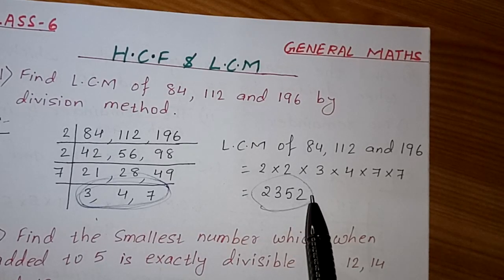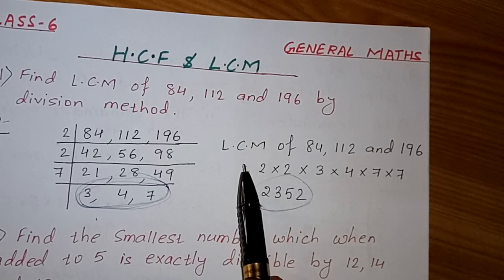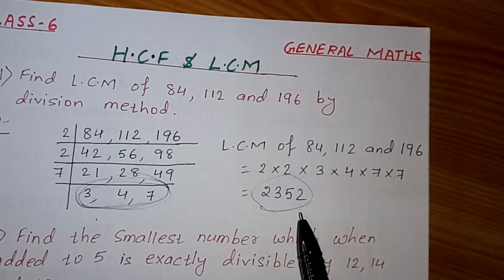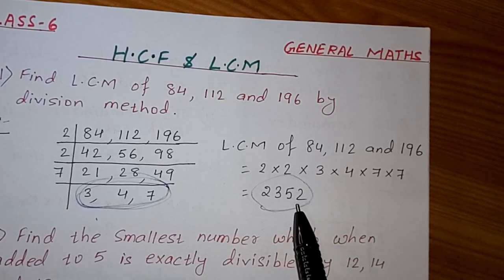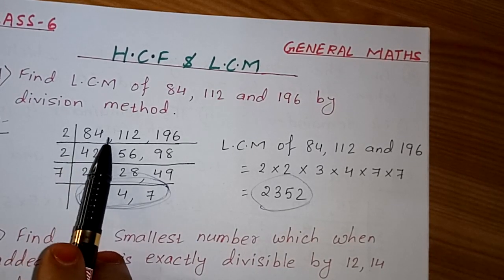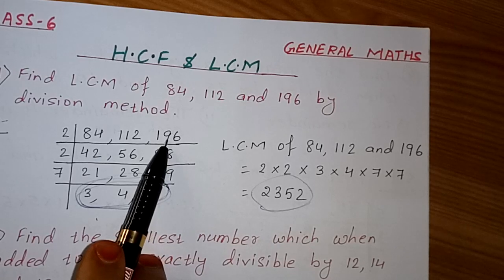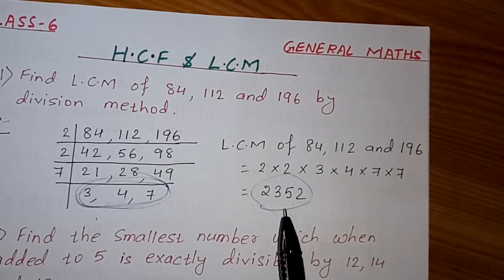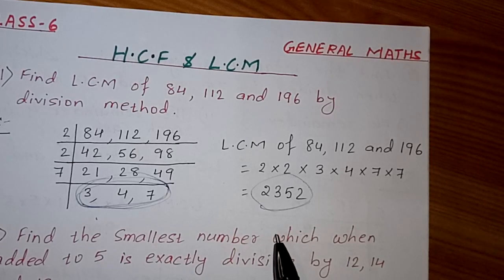2352 is the least common multiple, which means it is the smallest number that is divisible by all these three numbers exactly. Clear, children? This is what? Division method. Please note down this.